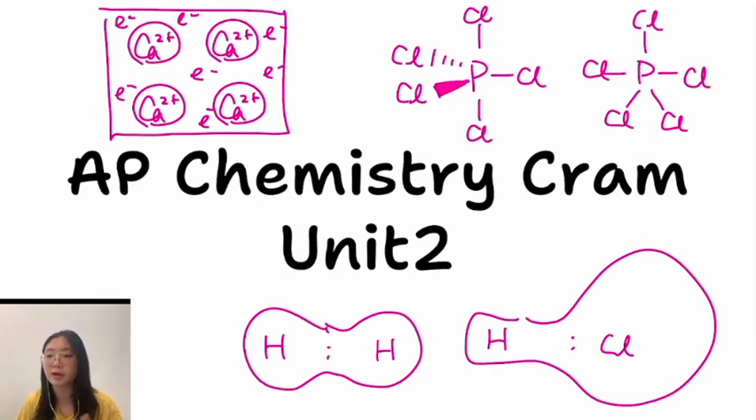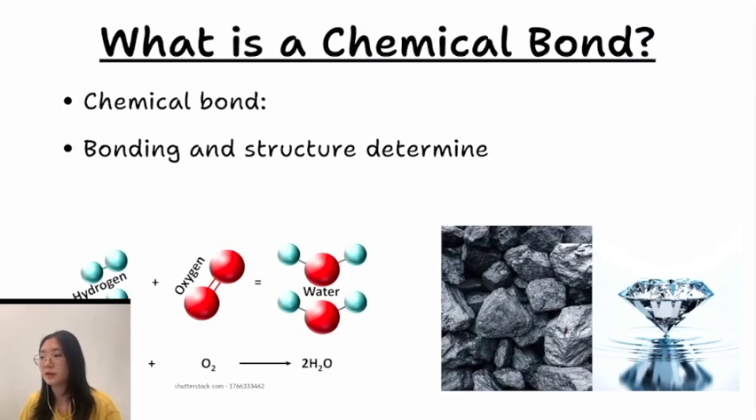So we're going to learn about ionic bonds, covalent bonds, metallic bonds. We're going to learn the structure of a molecule. We're going to learn VSEPR, Lewis dot diagram, hybridization, etc. Let's get started. I always start with the definition. So what is a chemical bond? A chemical bond is something that holds two atoms together.